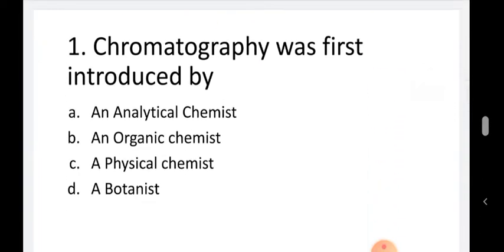The first question is, chromatography was first introduced by an analytical chemist, an organic chemist, a physical chemist, or a botanist? Well, the answer is a botanist. It was introduced in 1903 by a Russian botanist by the name of Tswett, for which he got the Nobel Prize also.